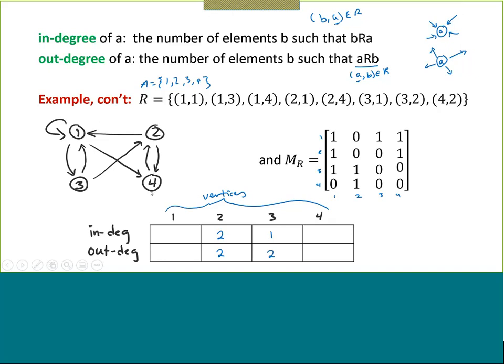Okay. Then we have vertex 4. Anybody got what the in and the out degree of vertex 4 is? Don't overthink it. You calculated just like the last one. So what do you guys think? How many arrows are coming in? How many arrows are going out? So this one here, we've got 2 arrows coming in. We've got 1 arrow going out. So our in degree is 2. Our out degree is 1.